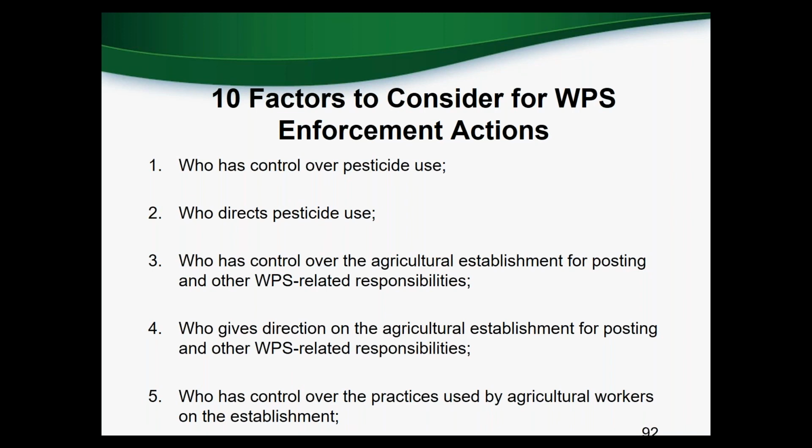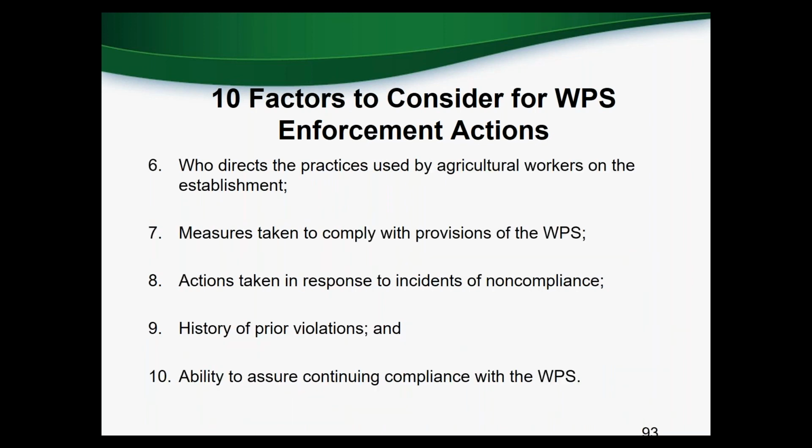Other factor, who gives direction on the ag establishment for posting and other WPS related responsibilities. And then last, who has control over the practices used by workers on the establishment. Next slide. The remaining 5 factors: who directs the practices used by agricultural workers on the establishment, measures taken to comply with provisions of the WPS, actions taken in response to incidents of noncompliance, history of prior violations, and the ability to assure continuing compliance.